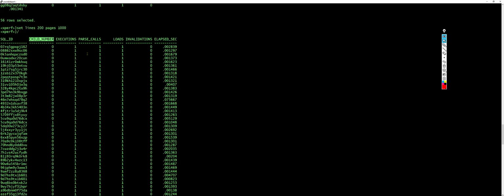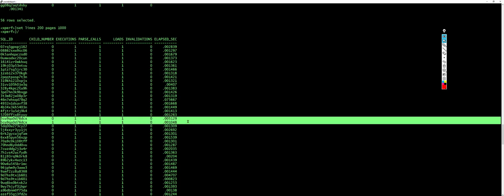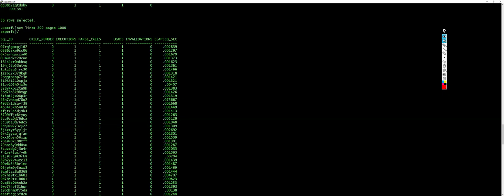When the SQL statement is parsed, and that particular SQL statement is executed with a different environment, for example, if I'm using the ALL_ROWS optimizer mode for the first execution, and for the second execution I'm using another optimizer mode, then the child number will increment by 1. Here you can see the child number is incremented for this particular SQL statement. This SQL statement is executed 2 times. The first time the child number is 0, the second time it is 1.